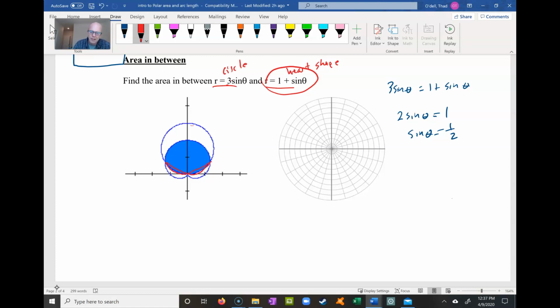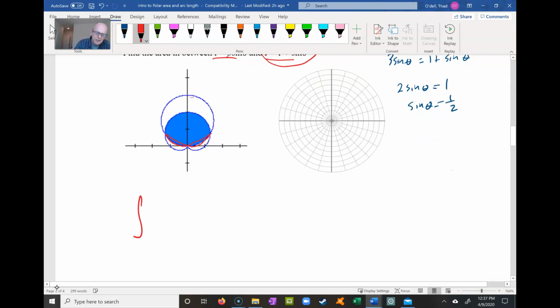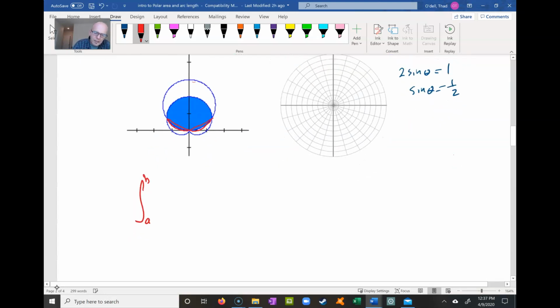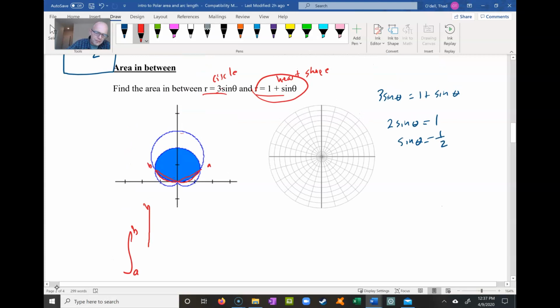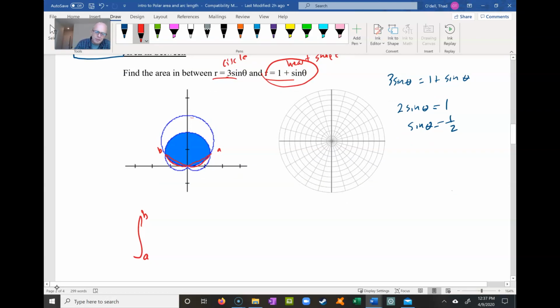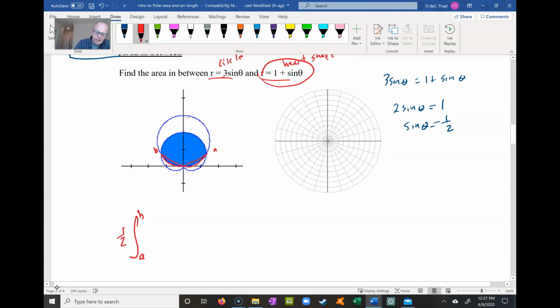So if I just set up and integrated from A to B, where this angle right here is A, and that angle right there is B, and I'd just be using this one, that would be 1/2 times the integral of 1 plus sine theta squared d theta, because again, I'm using the area of a sector formula. If I just did that, I would find most of the area, but we're missing these little slices. So we have to do something else to get that.